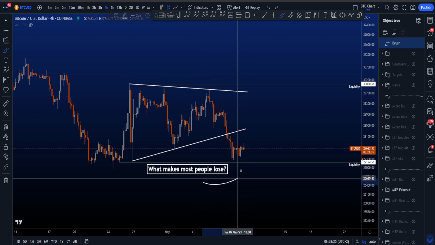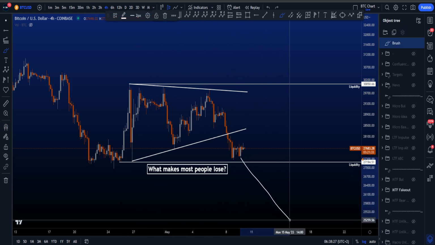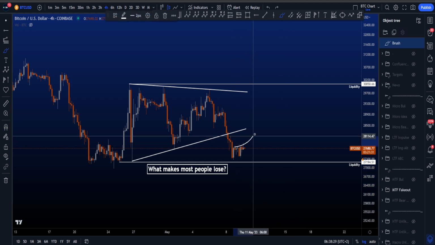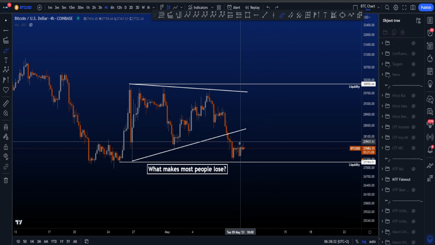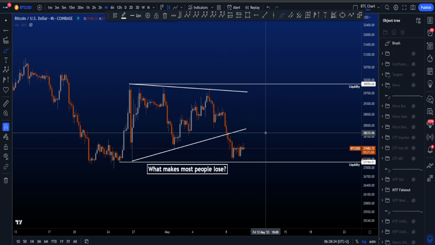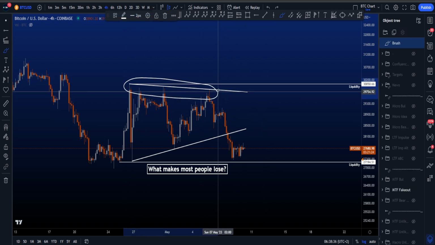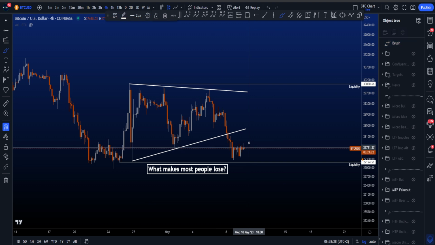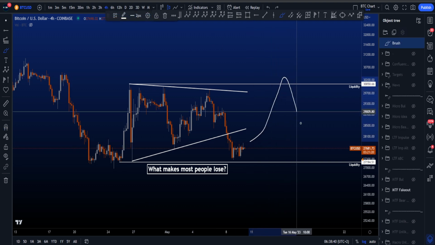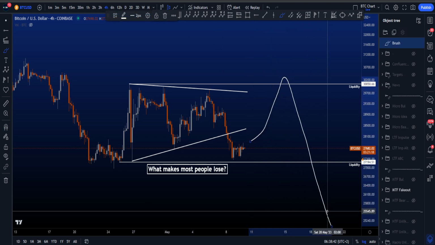So what makes most people lose? Would that be continuing to the downside, or would that be moving to the upside? Well, in my opinion, it would be a move to the upside. Stop out the triangle breakout traders, stop out the people that put their stop losses above here. So basically moving to the upside, grab the liquidity, and then moving to the downside. I think that would be very nice.